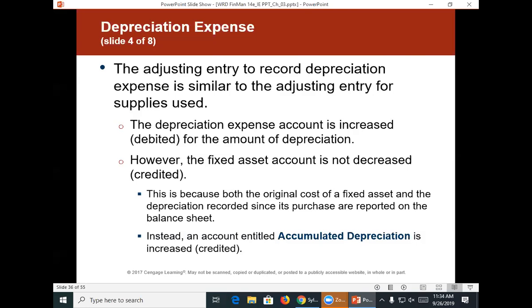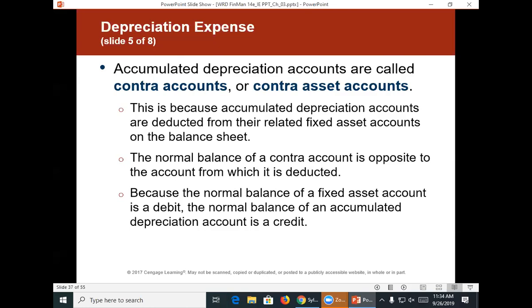So accumulated depreciation is what we call a contra asset account. Contra just means opposite. Okay? So accumulated depreciation is a contra asset account. So assets increase on the debit side, right? Vehicles, land, equipment, all increase on the debit side. An accumulated depreciation is a contra asset account. Contra asset. So it increases on the credit side.